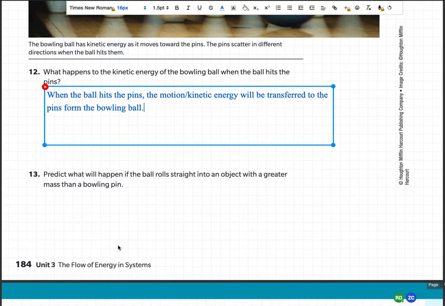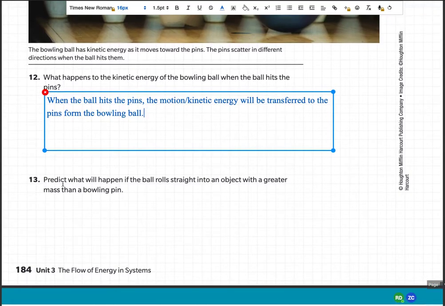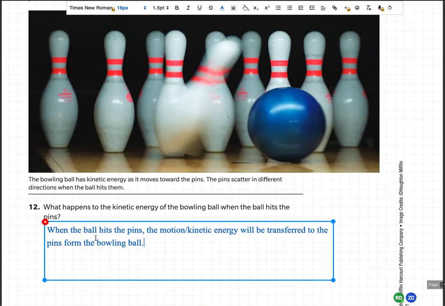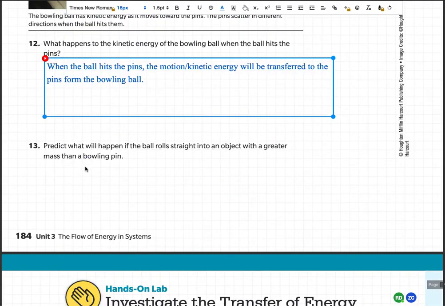Predict what will happen if the ball rolls straight into an object with a greater mass than a bowling pin. So in this situation, we have a ball rolling into something that has more mass than these bowling pins. If you've ever held a bowling pin, it's pretty light in comparison to the bowling ball. The bowling ball has a lot more mass. So let's say the pins were much heavier, or there was a big block of concrete here. Well, what would happen?